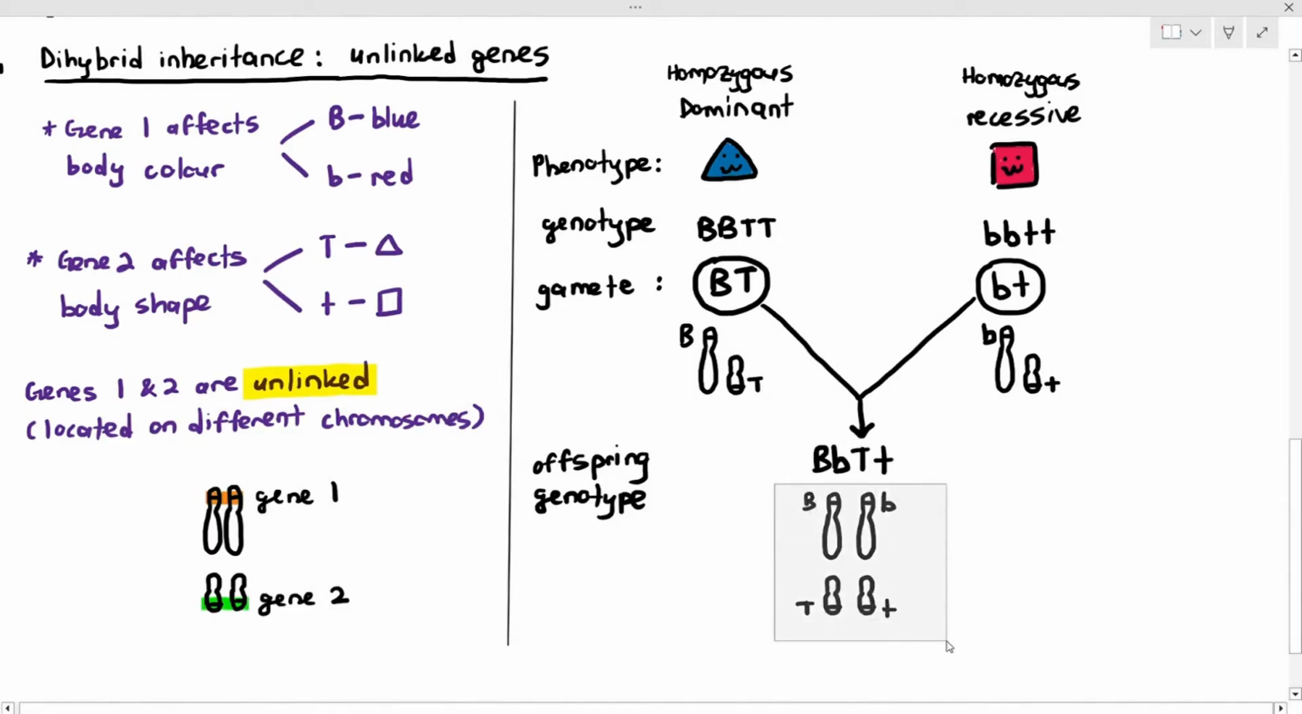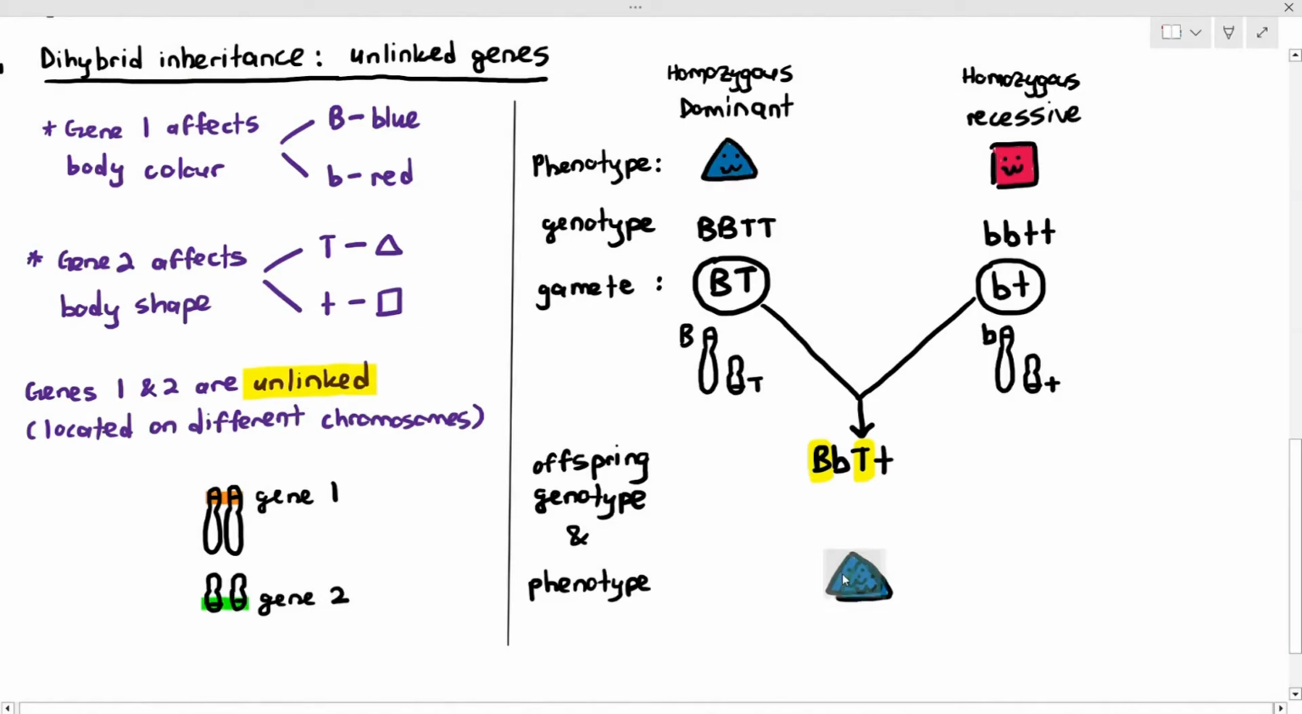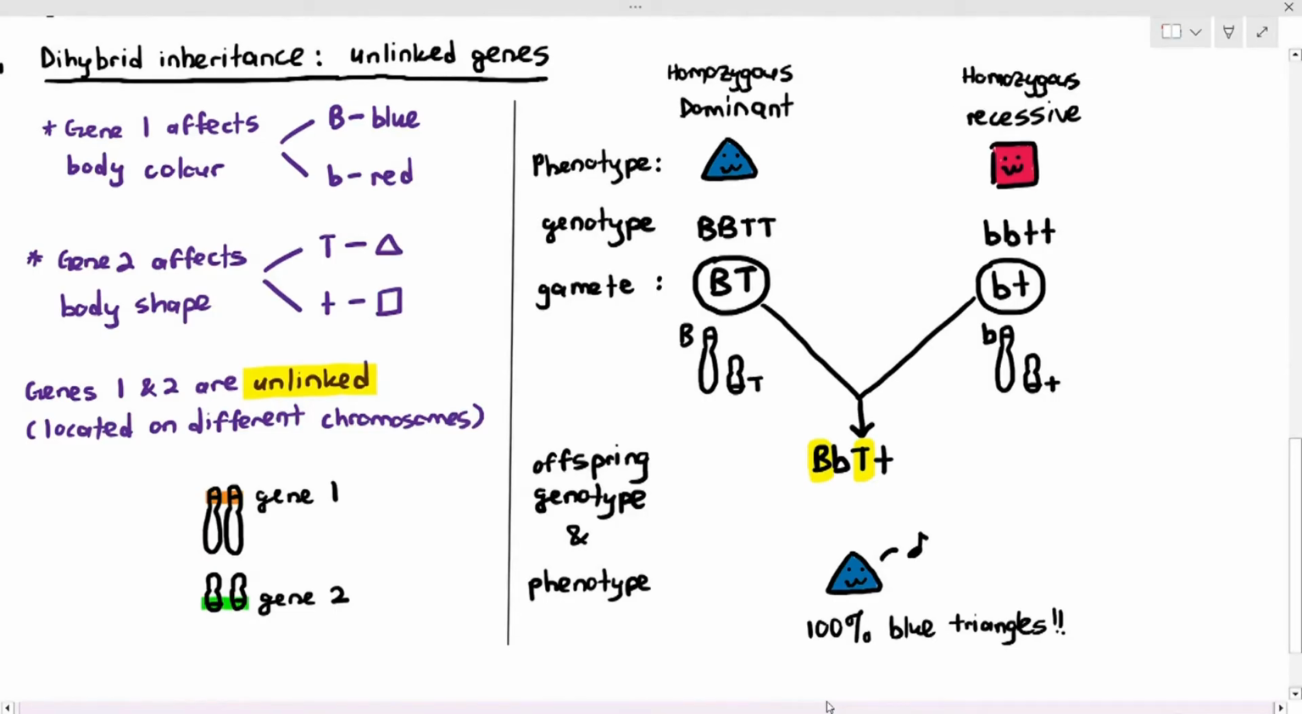It becomes heterozygous. Heterozygous means the alleles are different. Large B, small b is different. Large T, small t is different as well. And what's the phenotype of this organism? Because it has one large B and one small b, the dominant allele, which is large B, will get expressed. So the organism becomes blue, and because it has one large T and one small t, the large T allele, which is dominant, gets expressed over the recessive allele, and therefore the organism becomes a triangle. So the phenotype is blue triangle. 100% of the offsprings produced by these two parents will be blue triangles, no matter what.